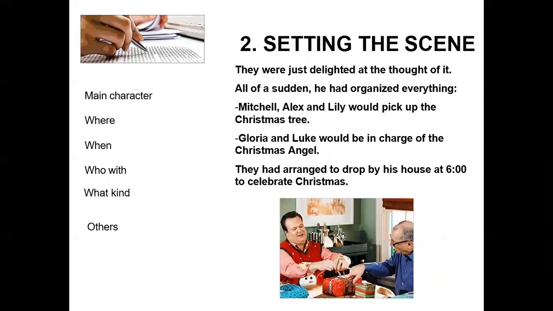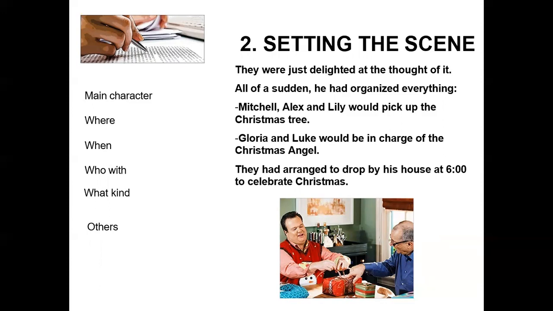Step two, setting the scene. Here you need to describe the main characters, where, when, who with, what kind, and other actions that happened, okay? For example, they were just delighted at the thought of it. All of a sudden, he had organized everything. Mitchell, Alex, and Lily will pick up the Christmas tree. Gloria and Luke will be in charge of the Christmas angel. They had arranged to drop by his house at 6 o'clock to celebrate Christmas.